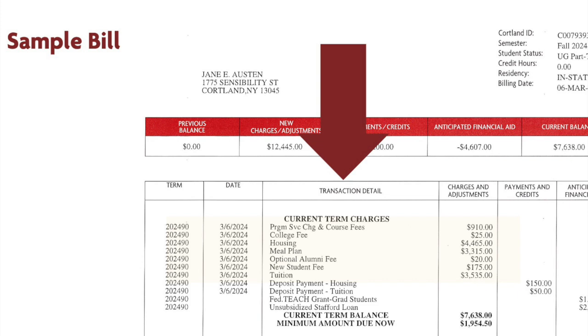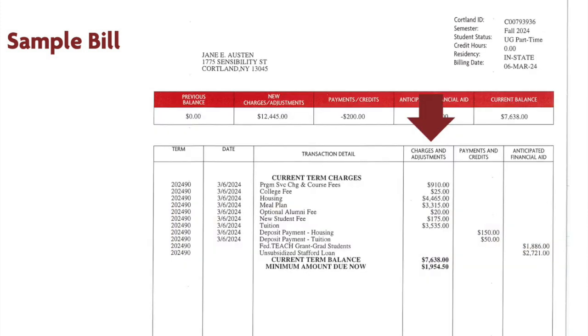Fees cover the cost of certain services on campus. For example, program service charge and course fee you see listed includes the mandatory health fee. The fee is not an insurance charge, but a fee that funds services at the Student Health Office and Counseling Center. Charges and adjustments column shows amount due for each item billed.